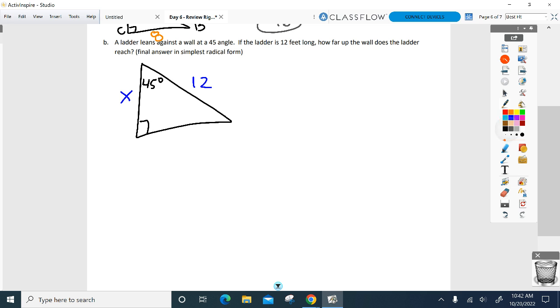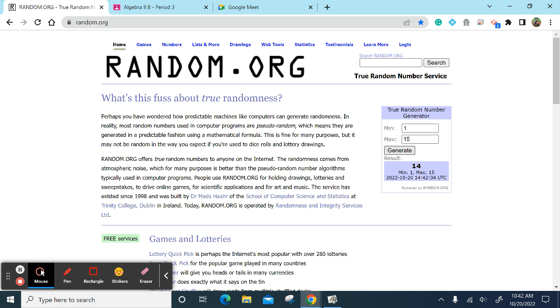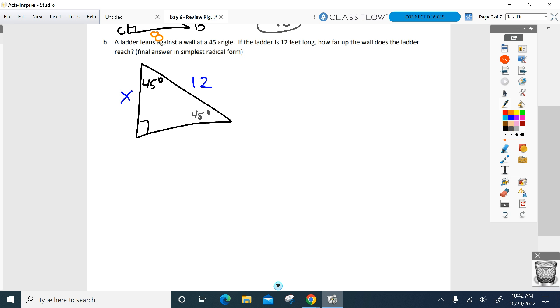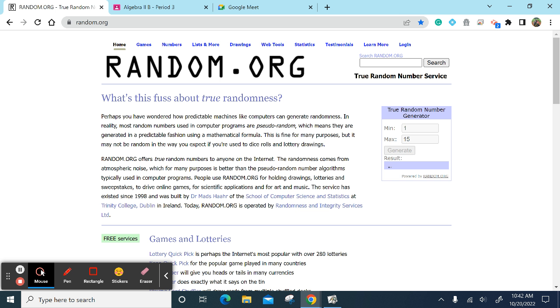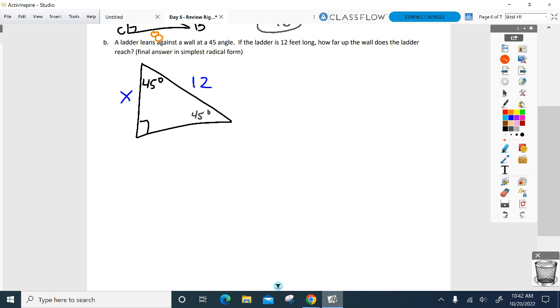All right, so this is a 45, 45, 90, right? What is the 12? Hypotenuse or leg? Hypotenuse. What's the x? What side are we trying to find? Well, you already told me 12 is the hypotenuse, so that's got to make x what?